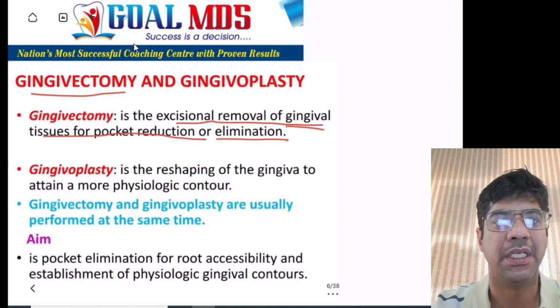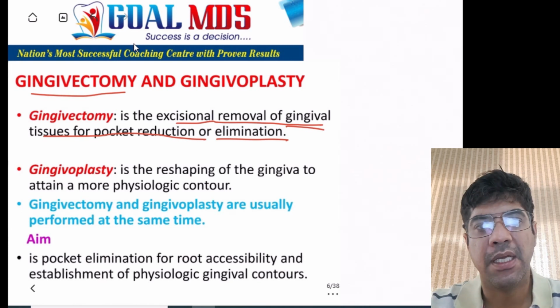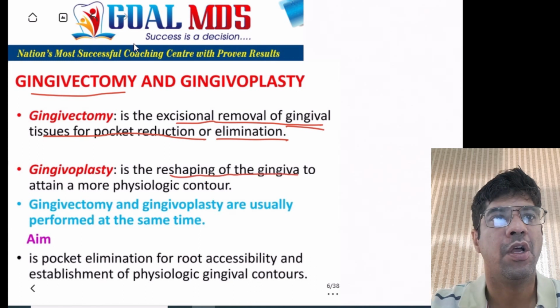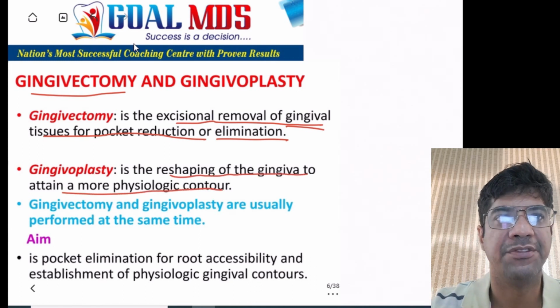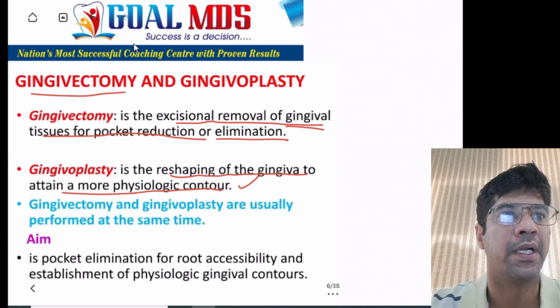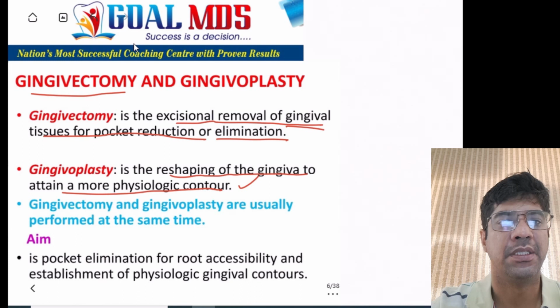Whereas gingivoplasty is a surgical procedure that is aimed at reshaping and contouring the gum tissues. The definition is: reshaping of the gingiva to attain a more physiological contour is termed as gingivoplasty.